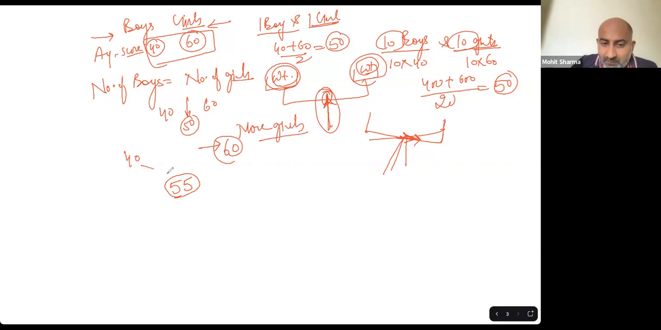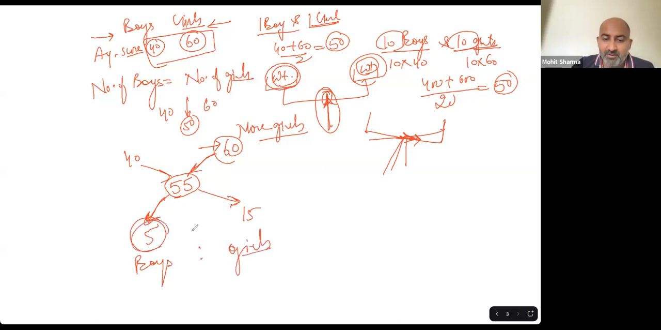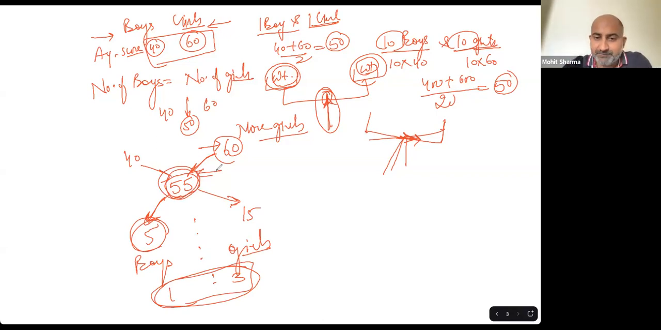What we can do is just make this cross. This difference is 5. This difference is 15. This will give you the ratio of number of boys to number of girls, which would be 1:3. So the boys and girls must be merged in this ratio so that the final average is 55. That's what it means. Does that make sense?